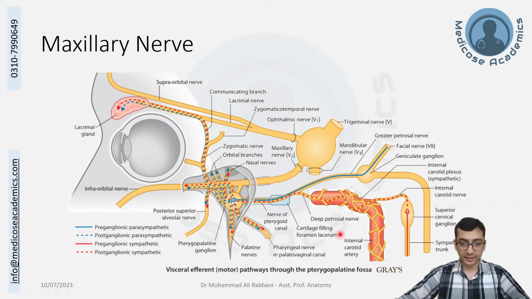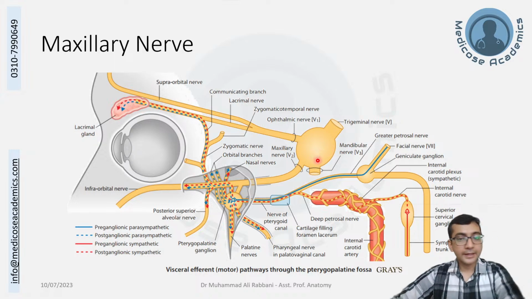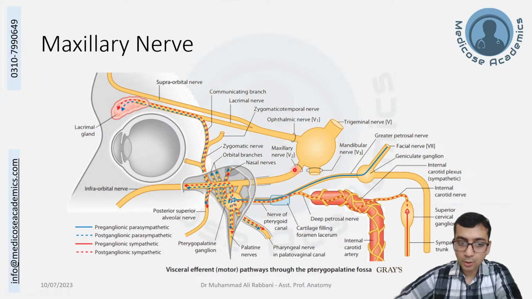Let's do it from the schematic diagram. The maxillary nerve itself has a very short course in the pterygopalatine fossa. It is entering the pterygopalatine fossa through foramen rotundum, passing through the upper aspect and exiting out. Technically speaking, it gives four branches here.